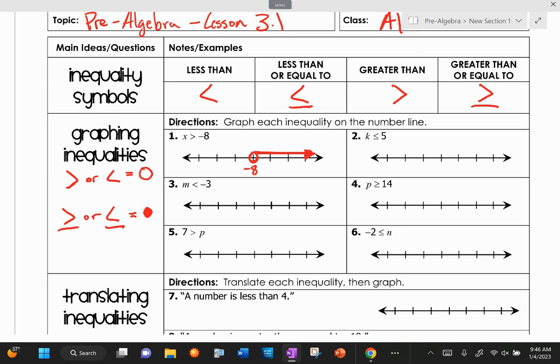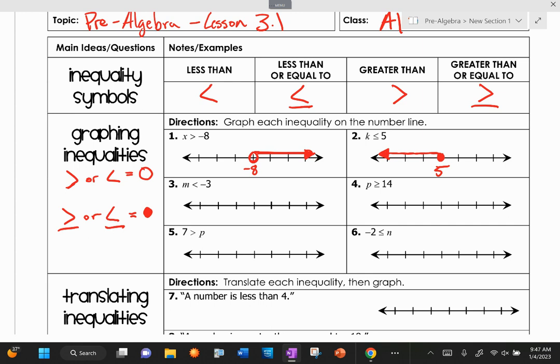Let's look at number 2. K is less than or equal to 5. So I can put 5 right in the middle because this number line isn't numbered. Is it going to be a closed point or an open point? Closed, because it is or equal to. Which direction is less than? Yeah, to the left. And what this is telling us is that if you were solving this inequality and this was your solution, any number that is less than 5 or even 5 itself would be a good solution to that inequality.